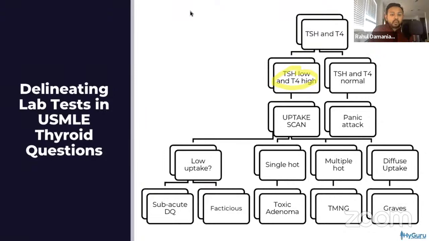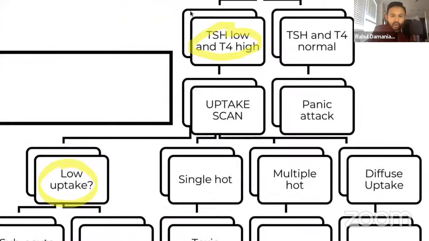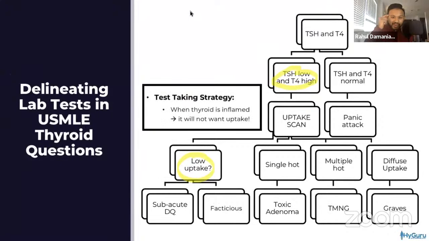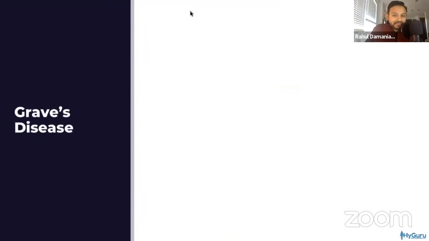So what I do want to really highlight is this right here, when a patient has low uptake. When a patient has low uptake and signs of primary hyperthyroidism, the test-taking strategy and the mental model to keep in mind is that when thyroid is inflamed, it will not want to uptake. Remember, De Quervain thyroiditis or factitious, in which you are kind of forgetting about the thyroid gland secreting thyroid because you're giving the thyroid, especially in some sort of thyroiditis type of condition, there will be low uptake.